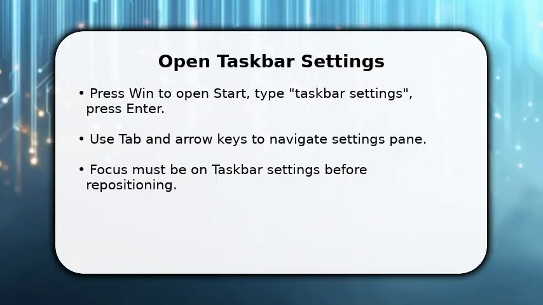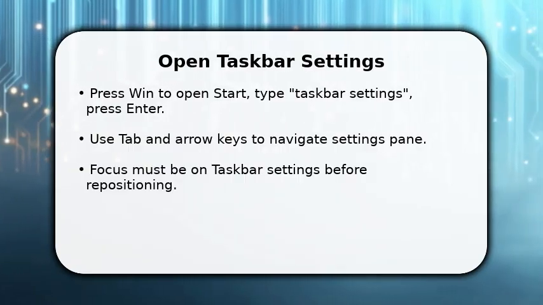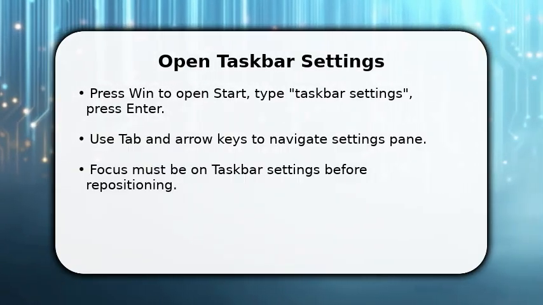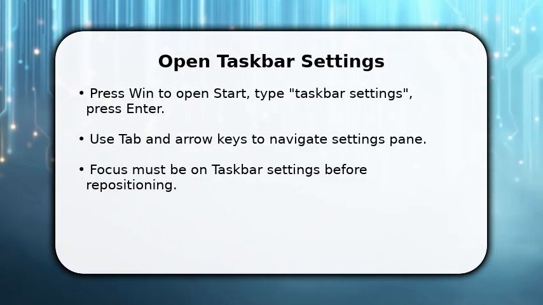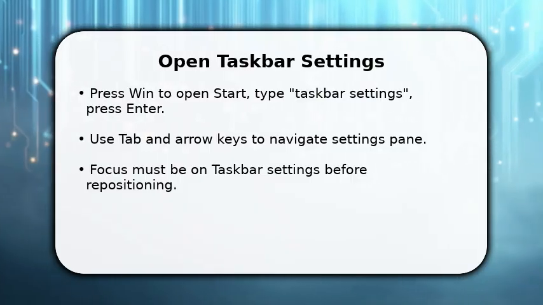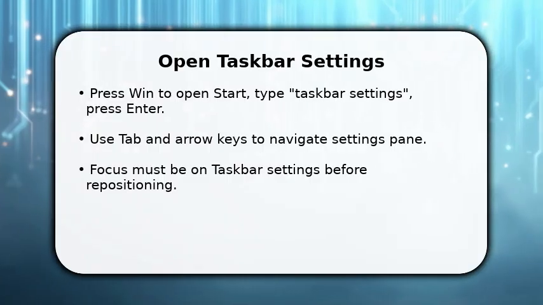You start by opening Taskbar settings with the keyboard. Press Win, type Taskbar settings, then enter. Once the settings window appears, press Tab to move focus into the list and use arrow keys to highlight taskbar behaviors. Make sure to confirm that your account has permission to change appearance.